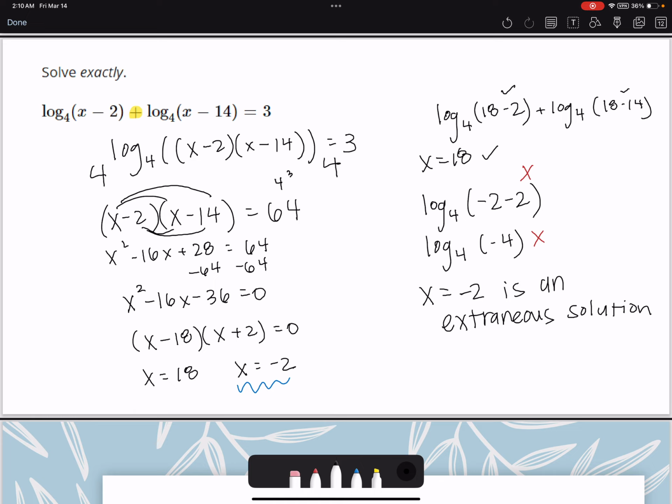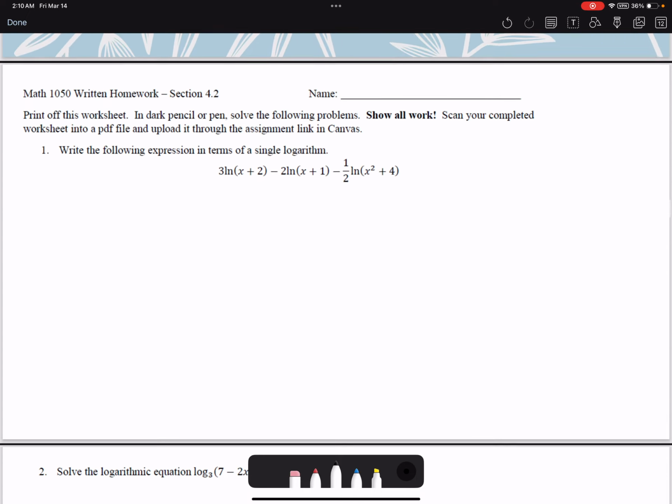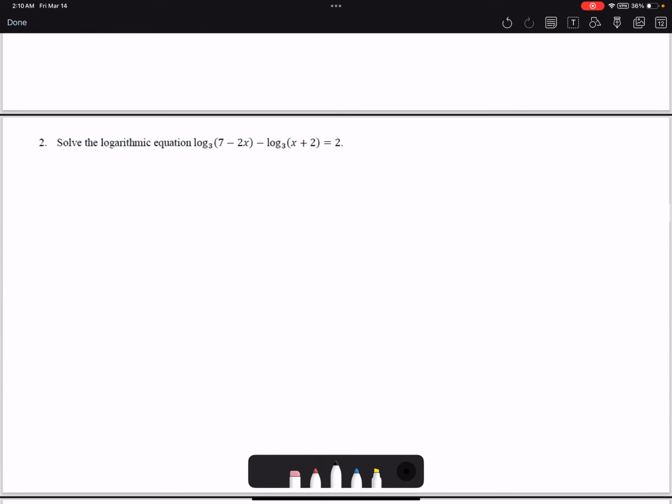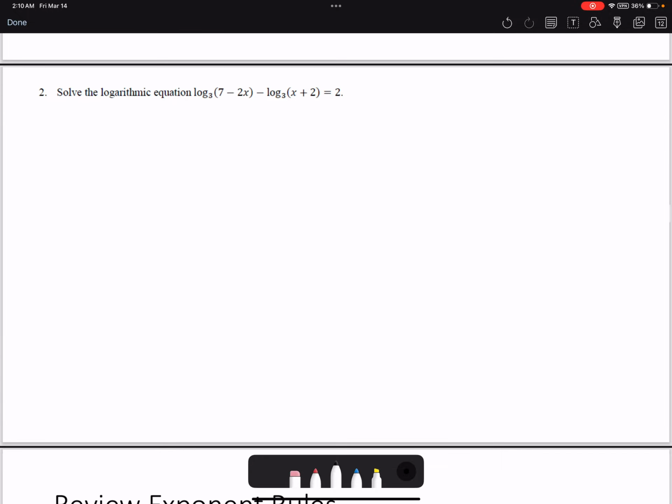So try the homework. It looks like this. You're going to write this as a single log, and then you'll solve this logarithmic equation.